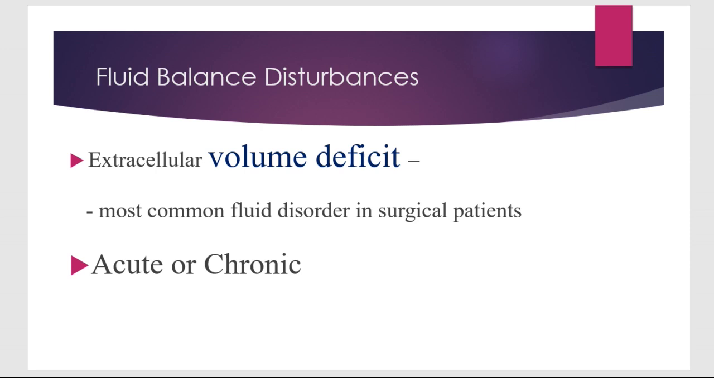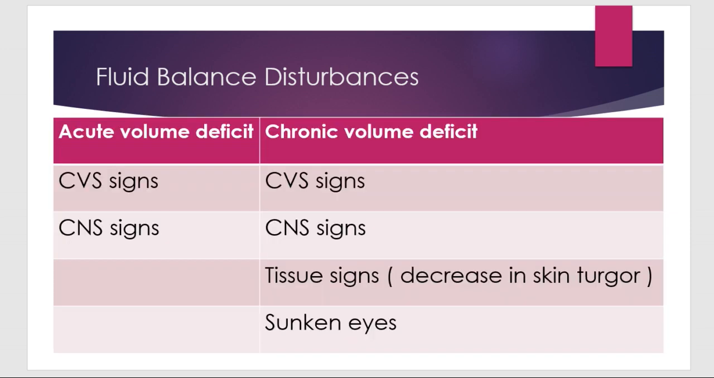Now, there could be two scenarios. The extracellular fluid volume could be deficient. It could be possible to have less ECF, or another scenario is more ECF. So extracellular volume deficit is the most common fluid disorder in surgical patients, where the loss is there and the ECF is less. The causes could be various, but broadly speaking, the volume deficit could be acute in origin or chronic in origin. Now, how is the patient of acute volume deficit going to present, and how is the patient of chronic volume deficit going to present? What are the various differences?